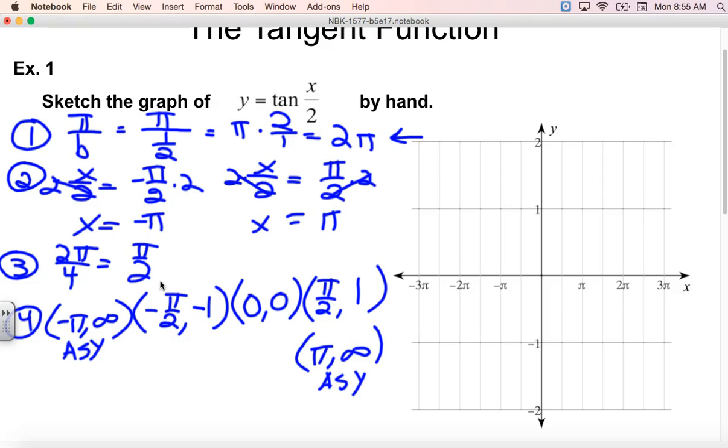All right, so let's graph these. So at negative pi, we're going to have an asymptote. And then at positive pi, we're going to have an asymptote.